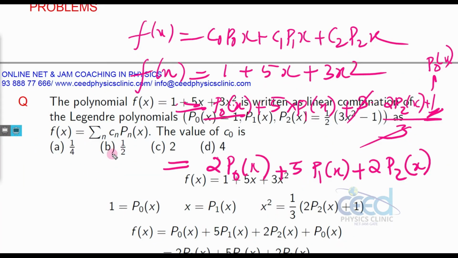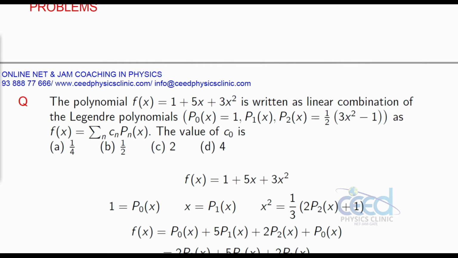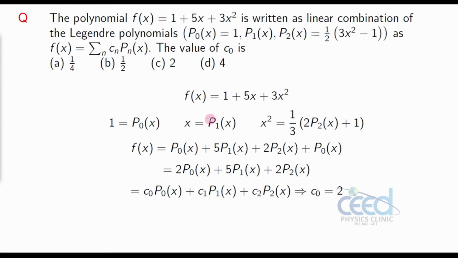So we are asked to find the value of c0. Okay, so what is c0? That is the coefficient of P0 of x. What is the P0 of x coefficient? That is equal to, so the answer is C. Answer is C. Okay, so that is this problem, and the answer is 2.